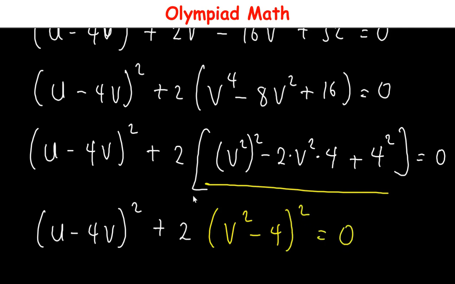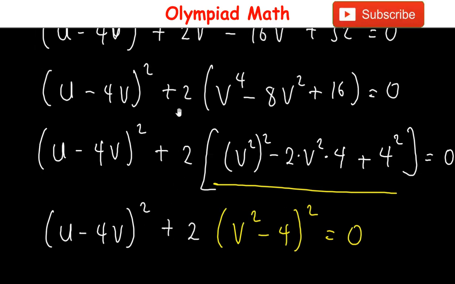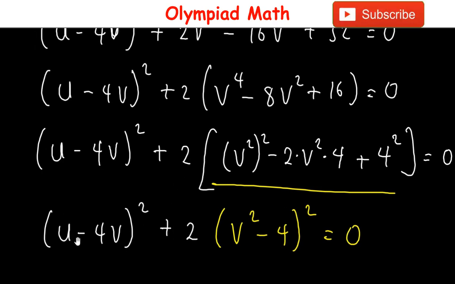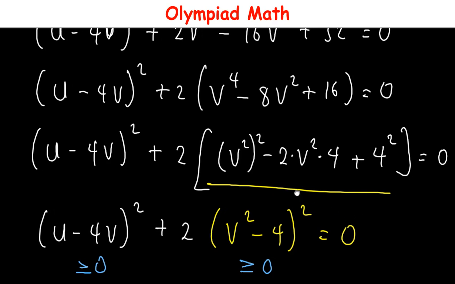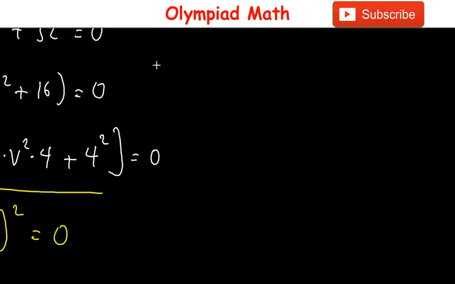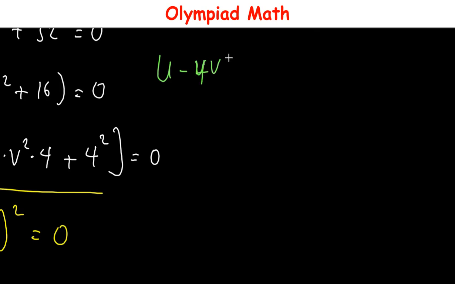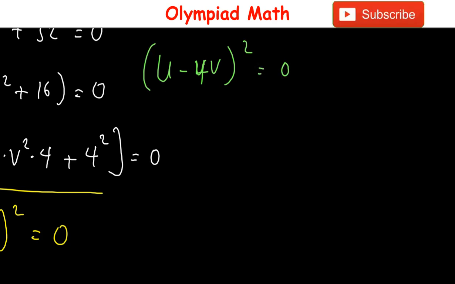Now we can write all of this as (u - 4v)² + 2(v² - 4)² = 0. Now looking at this right here, we have that (u - 4v)² will be greater than or equal to 0, and (v² - 4)² will give us a value greater than or equal to 0, such that we can then equate this to 0. So this becomes (u - 4v)² = 0.